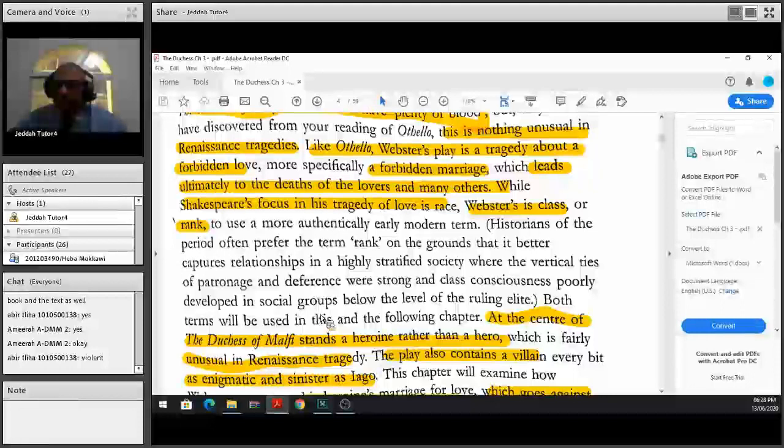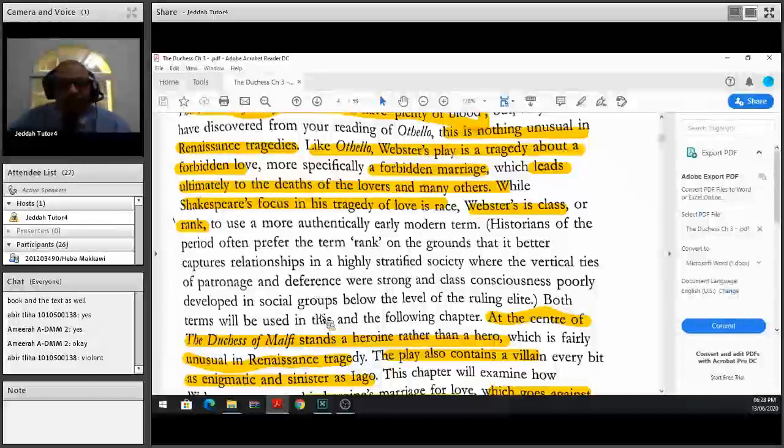So, like Othello, Webster's play is a tragedy about a forbidden love. More specifically, a forbidden marriage. So why is it forbidden?